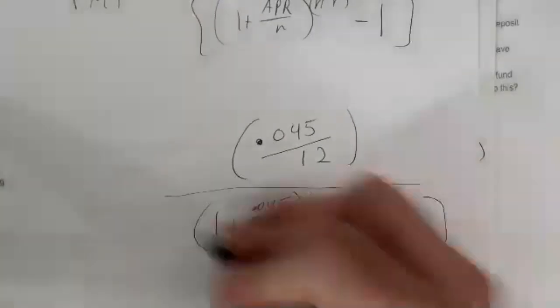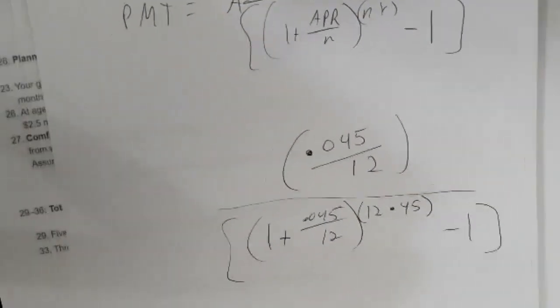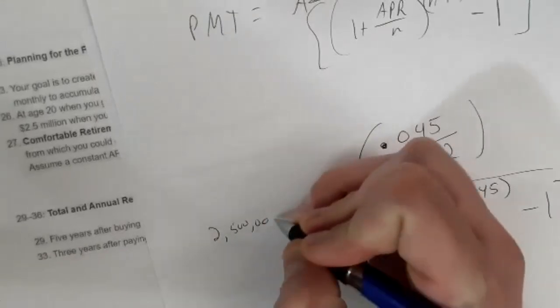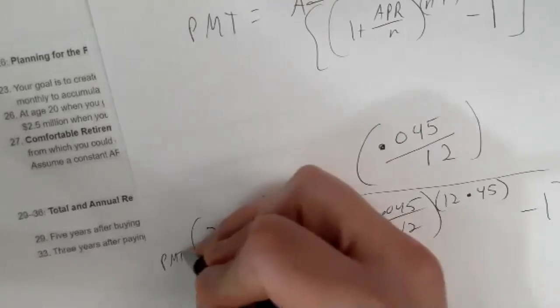I have to subtract 1. And the other information I got to put in here is the accumulated amount. So they want what, 2.5 million? So 2,500,000. And this is what my payment should be.